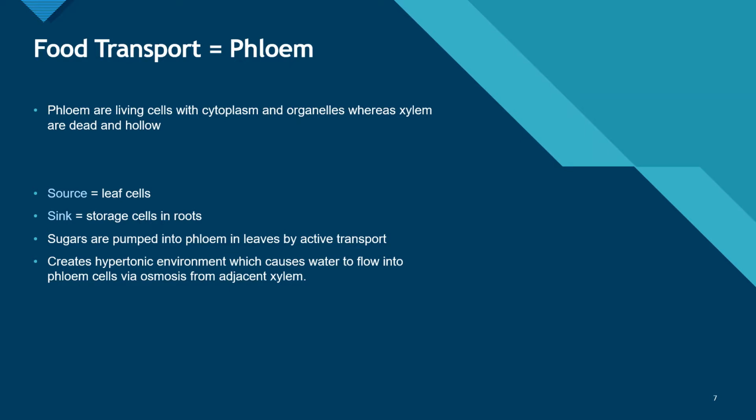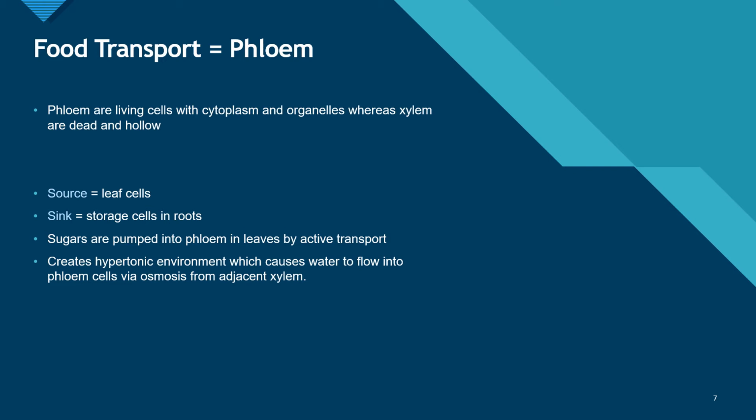So now that we understand how the water and the minerals go through the xylem, let's talk about the food transport, which is the phloem. Phloem are living cells with cytoplasm and organelles, whereas xylem are mostly dead and hollow. So for the phloem, you can already see how different the transport is going to be. The way we describe phloem transport is from source to sink. The source is the leaf cells and the sink is the storage cells in the roots.